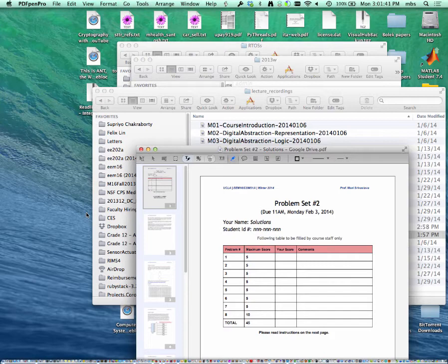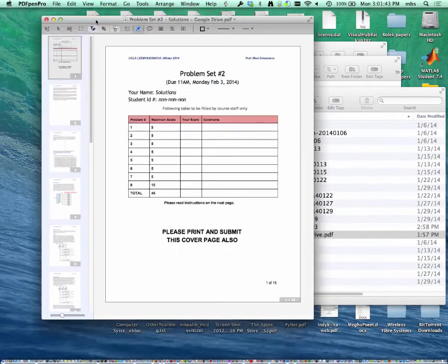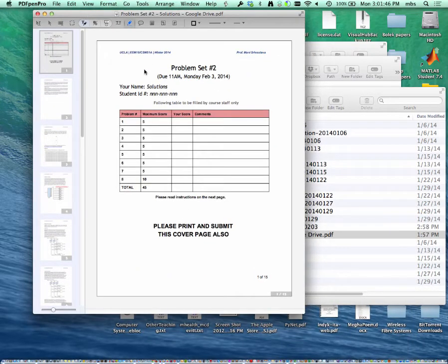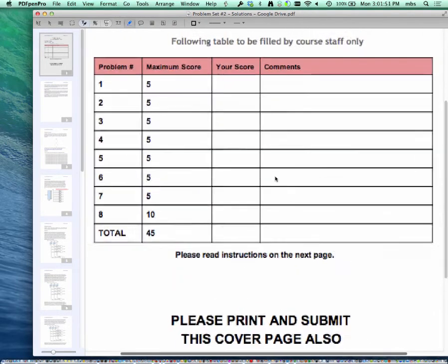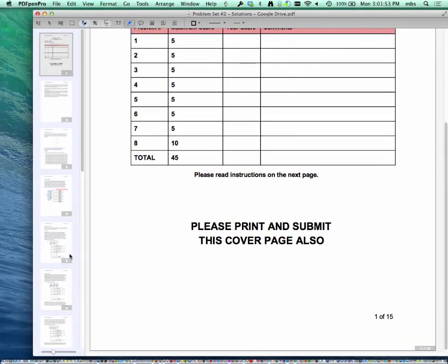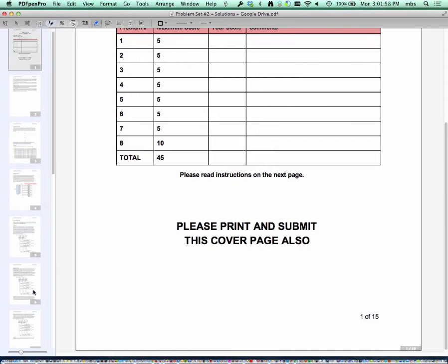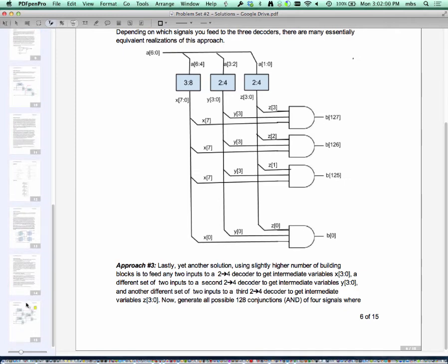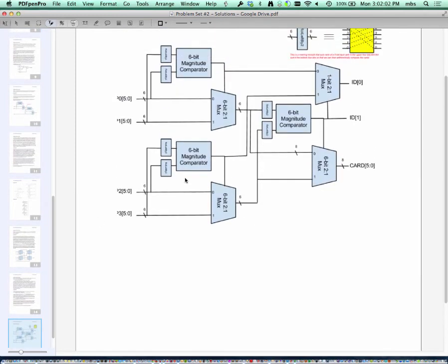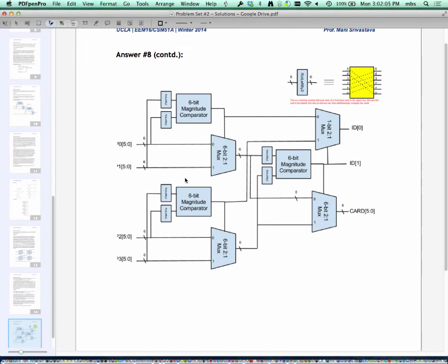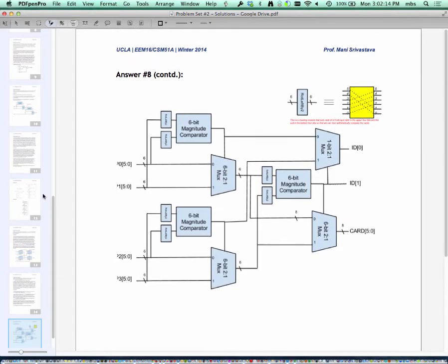Okay, so let's take the multiplexer one, because I think the homework already provided one type of example there. I'm picking the very last problem to illustrate one use of multiplexer, and then I'm going to talk about the other use a little bit later.